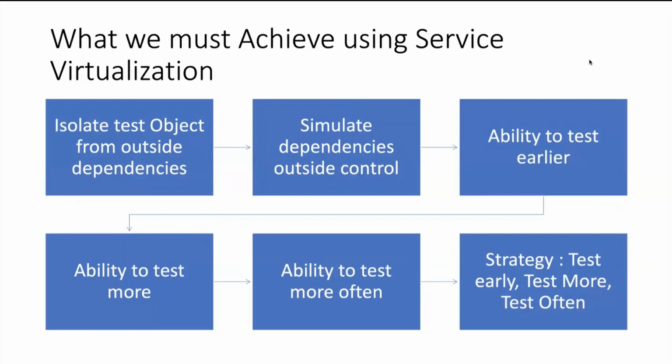Both these techniques, stubbing and virtualization, help us create our simulations. Those simulations mimic the behavior of the platform, and that is what can be used for end-to-end testing. When we use simulations in our integration and end-to-end testing, there are certain benefits we get. First, we'll be able to test early. Second, you'll be able to test more. Third, you'll be able to test often, and that should be our test strategy. Test early, test more, test often.